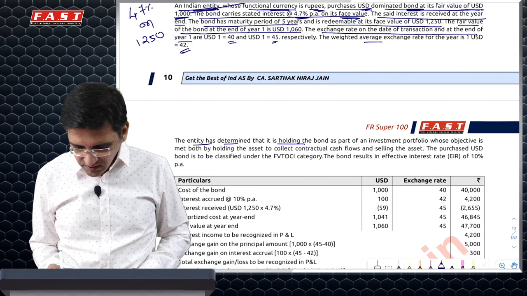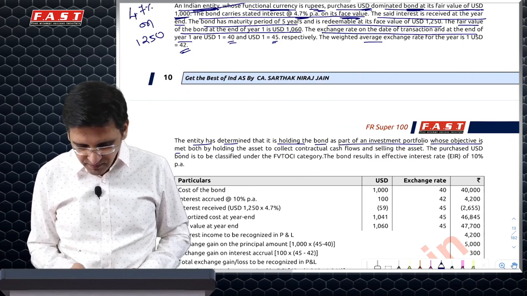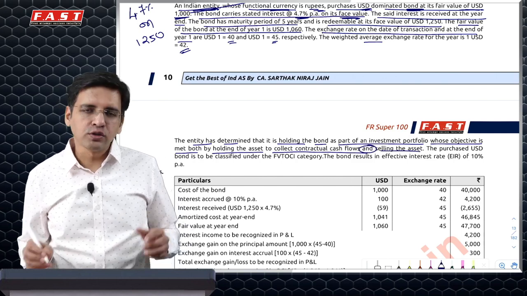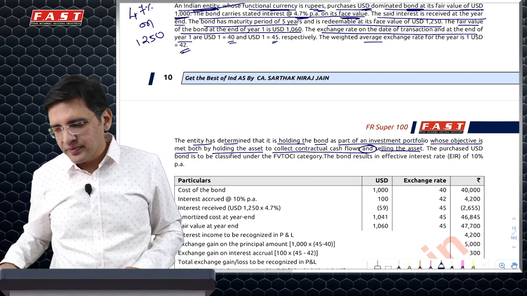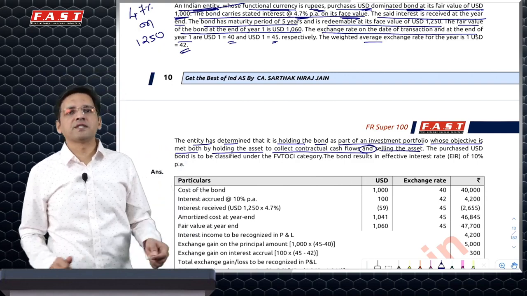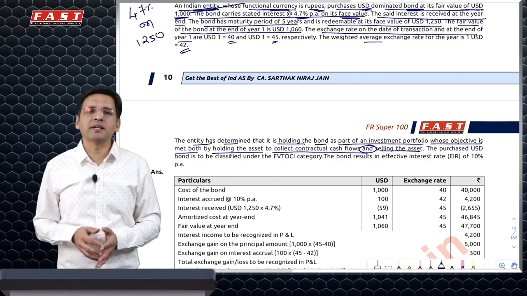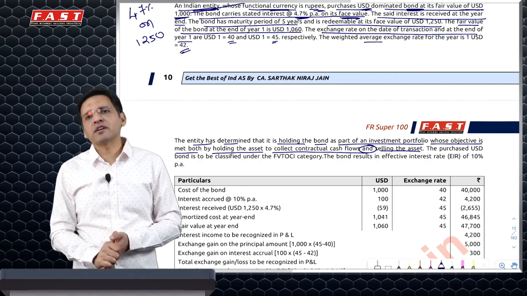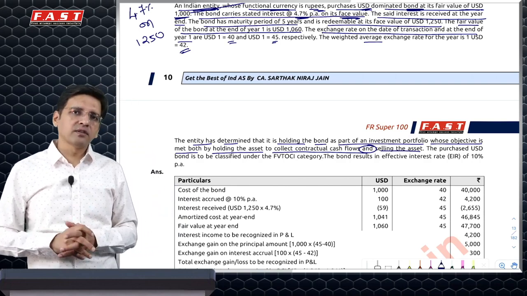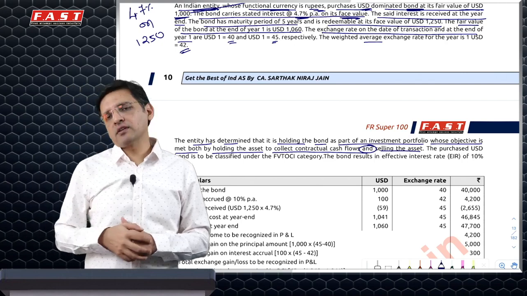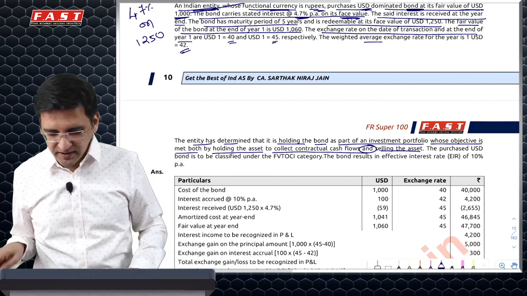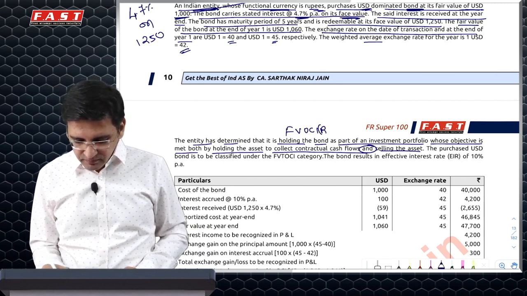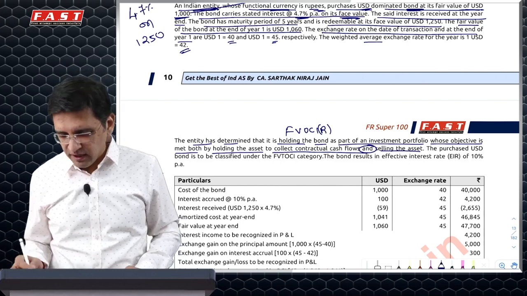The entity determines that holding the bond as part of the investment portfolio's objective is met both by holding the asset to collect contractual cash flows and by selling the asset. So it is hold or sell and you can use FVOCI. Now remember, bonds usually will meet the SPPI test. However, a foreign currency bond may not meet the SPPI test. But specifically Ind AS 109 says that if the fluctuations are just due to foreign currency, otherwise if the cash flows meet the SPPI test, we will consider that the foreign currency bond meets the SPPI test and hence the FVOCI method would be possibly available. The business model is hold or sell, hence you'll have to follow FVOCI.